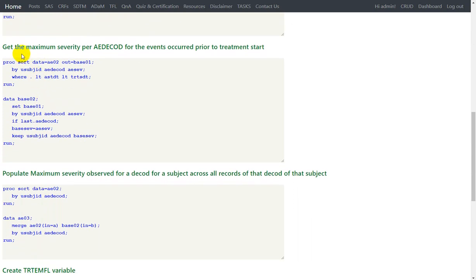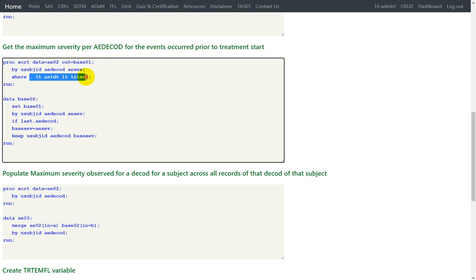And then, in order to get the maximum severity per AE decode for the events that occurred prior to treatment start date, a proc sort is being used. Within that proc sort, a where statement is being used to subset the events which happened before treatment start. So this is the condition that is subsetting the events which happened prior to treatment start date.